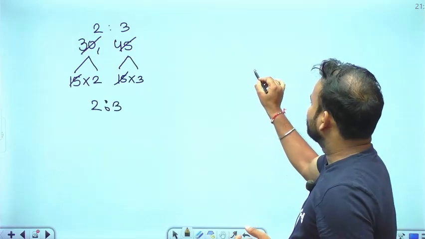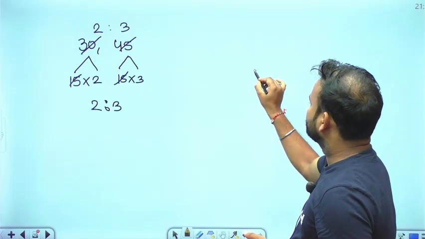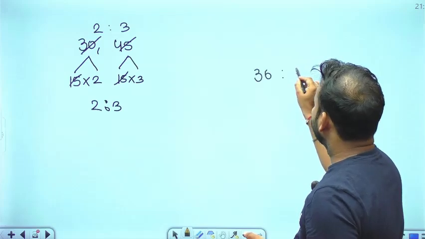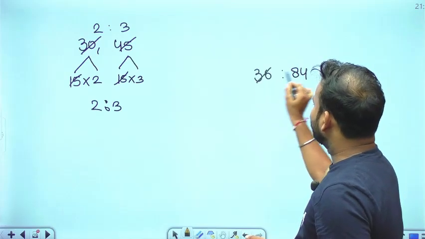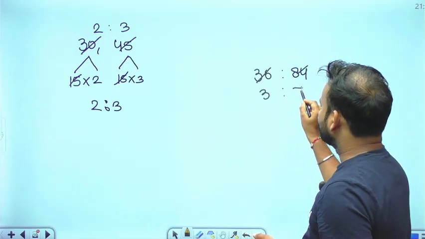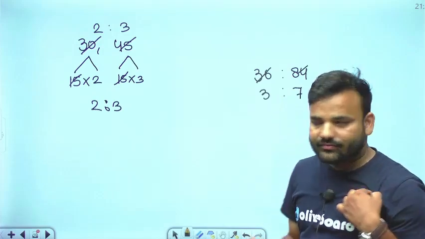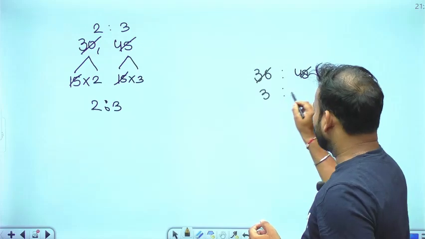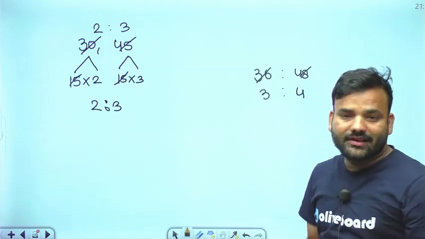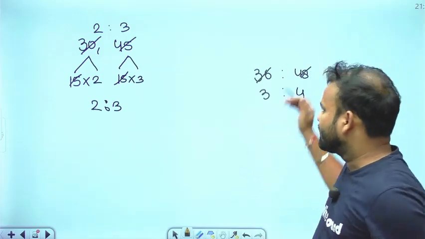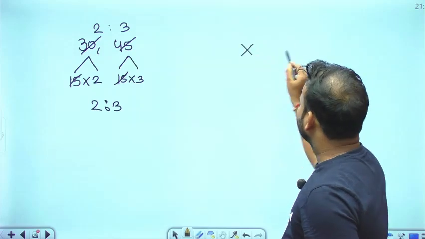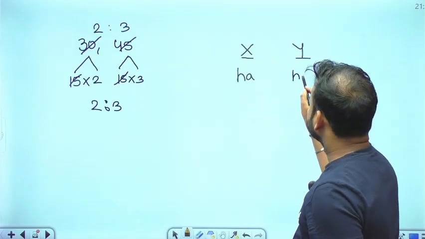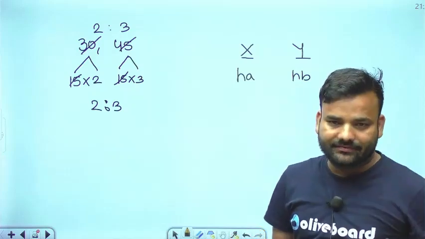Suppose we have the numbers 36 and 84. So 12 times 3 and 12 times 7. 3 and 7 are co-prime to each other. Suppose the number is 48. So 12 times 3 and 12 times 4. 3 and 4 are co-prime to each other. So any set of numbers can be represented in the form of HA and HB. Any number can be represented like this.